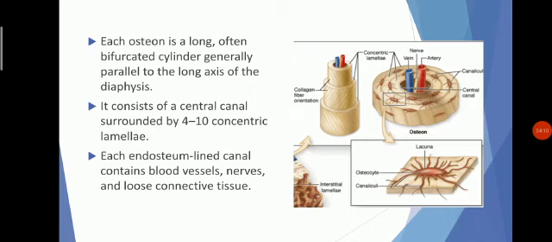Each osteon is a long, often bifurcated cylinder generally parallel to the long axis of the diaphysis. It consists of a central canal surrounded by 4 to 10 concentric lamellae. This is the concentric central lamella. Each endosteum-lined canal contains blood vessels, nerves, and loose connective tissue.